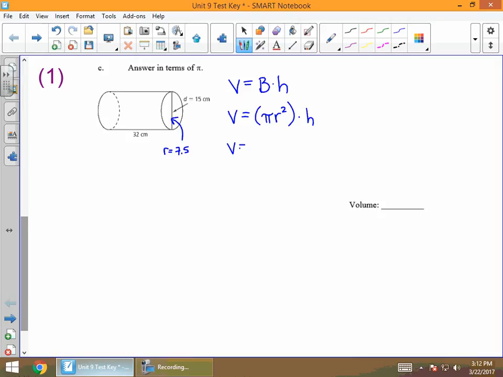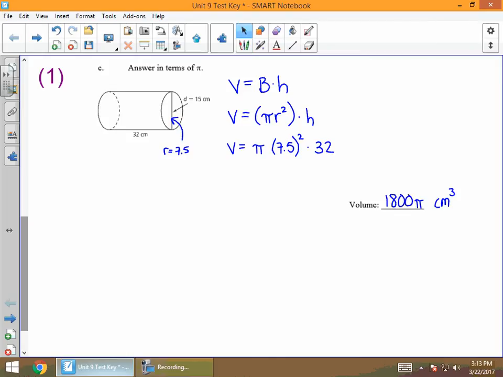So this volume is going to be a pi symbol. And I'm going to have to do 7.5 squared times the height, or in this case it looks like the length is 32 centimeters. So if I do 7.5 squared, multiply it by 32, I will get 1,800. So it is 1,800 pi, and my units on this are centimeters. So this is centimeters cubed, or cubic centimeters. And I think that's it for page 1.